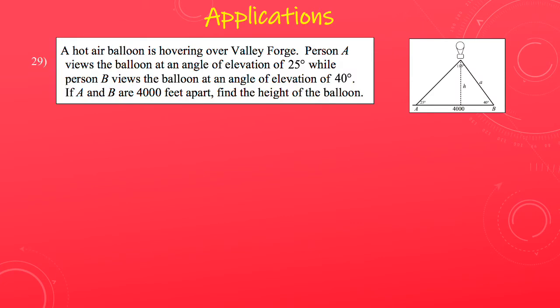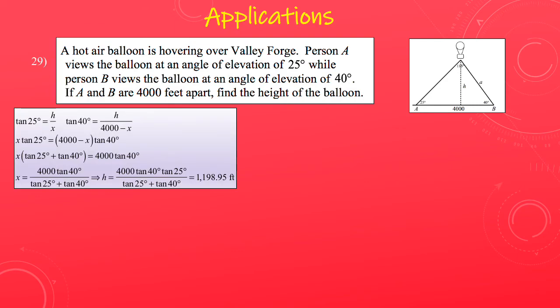In number 29, we're told that a hot air balloon is hovering over Valley Forge. Person A views the balloon at an angle of elevation of 25 degrees, while person B views the balloon at an angle of elevation of 40 degrees. If A and B are 4,000 feet apart, we want to find the height of the balloon. In this case, we are shown the picture, and it's clear that A and B are on either side of the balloon.